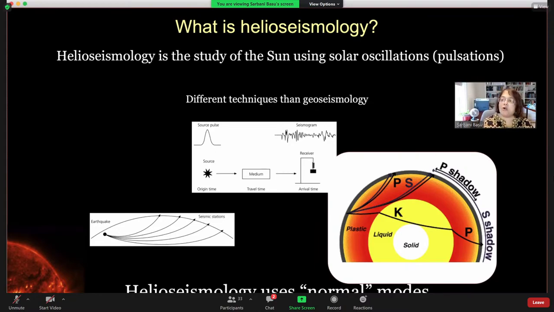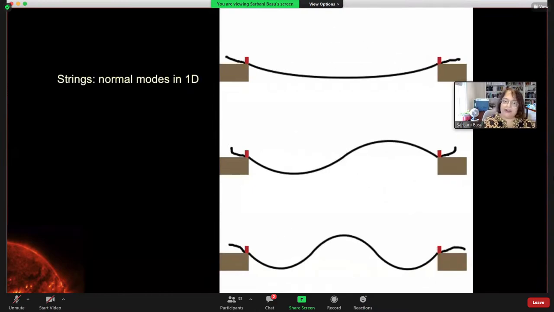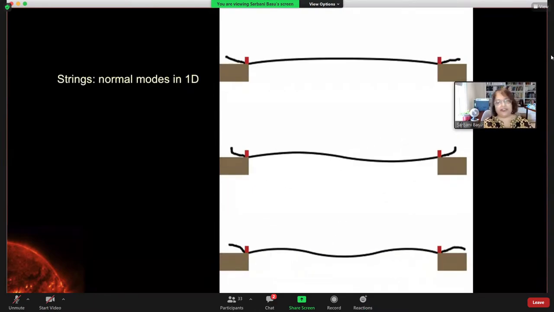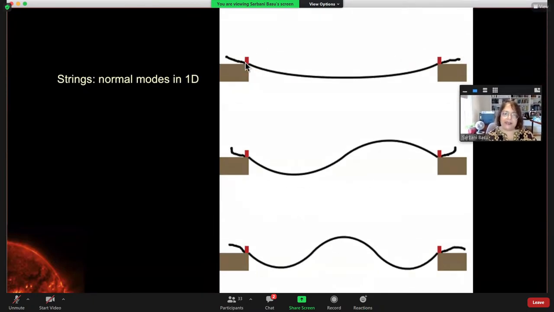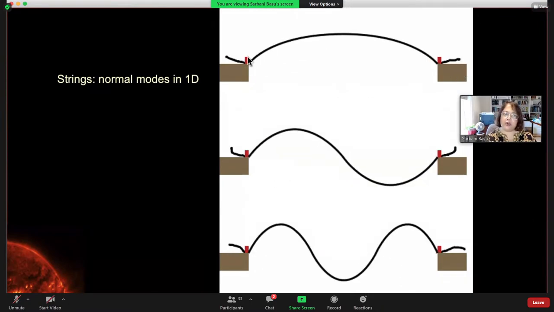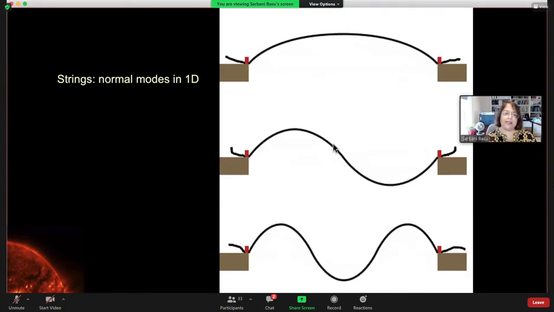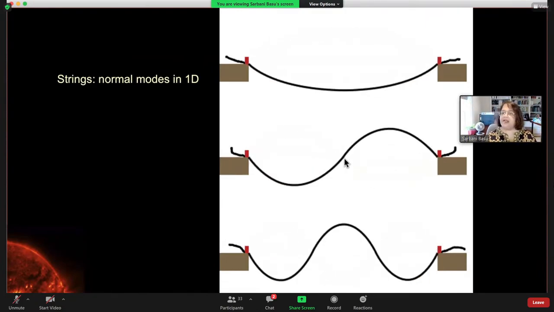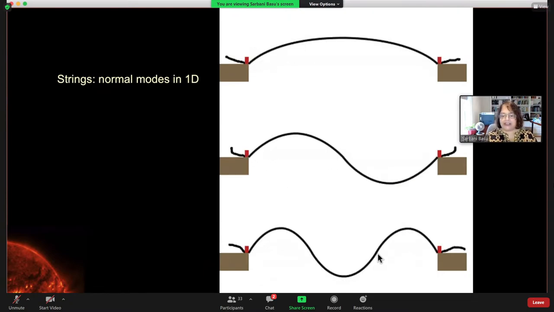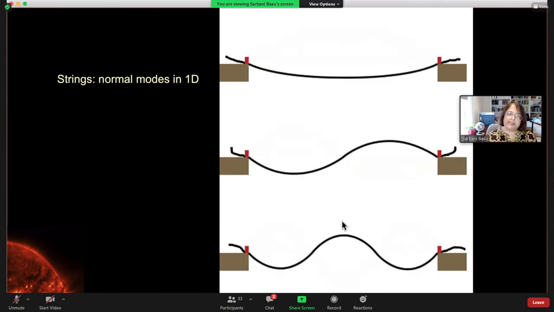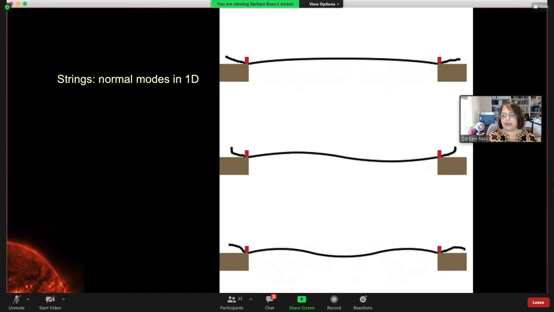In helioseismology, we use normal modes or eigenmodes of the sun. We're used to eigenmodes, or you should be. For example, these are eigenmodes of a one-dimensional string. If any of you play a stringed instrument, you know that the fundamental mode means there are no nodes inside the string except at the two points where the string is attached. First harmonic, there's a node in the middle. Second harmonic, there are two nodes in the middle, and so on. Since it's a one-dimensional object, one number is sufficient to characterize this oscillation.